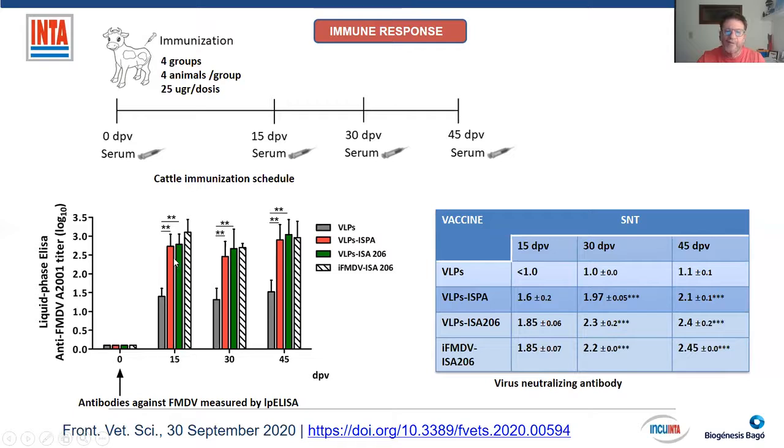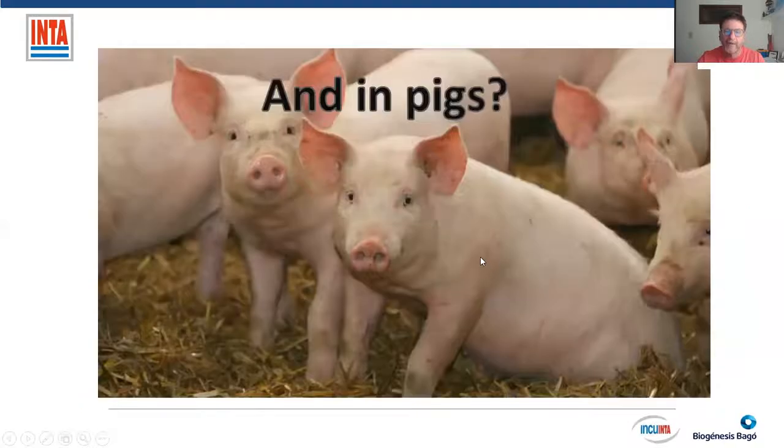There is no difference between the antibodies induced by the different adjuvants, and they are very similar to those produced from the inactivated vaccines. And when you look at the neutralizing titers, they are really the same when you use inactivated virus in comparison with the 2 adjuvants. And then what happened in pigs?